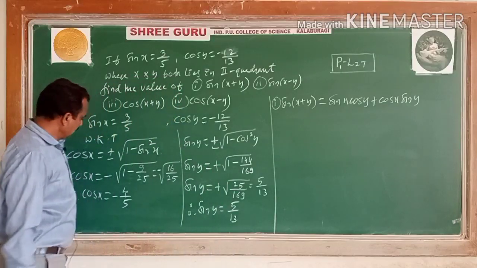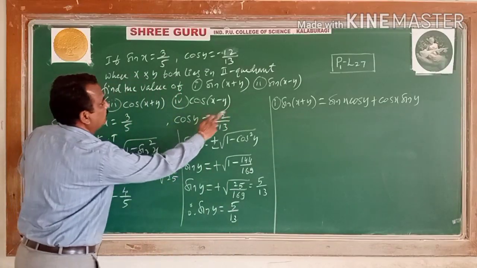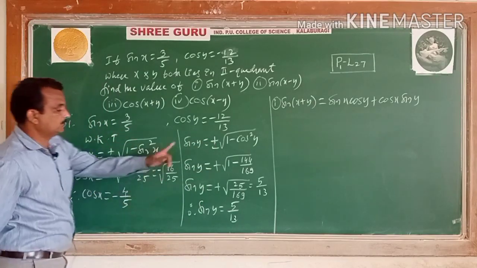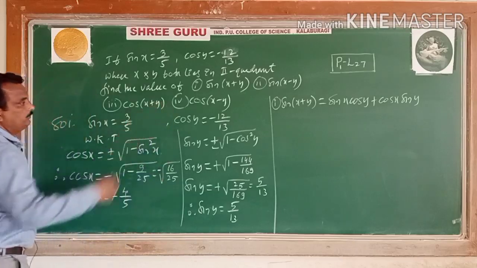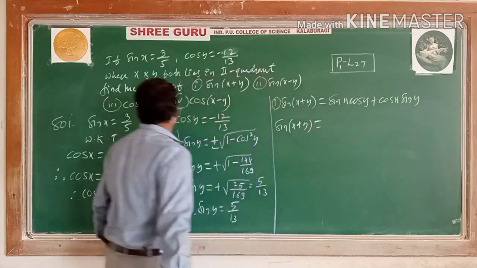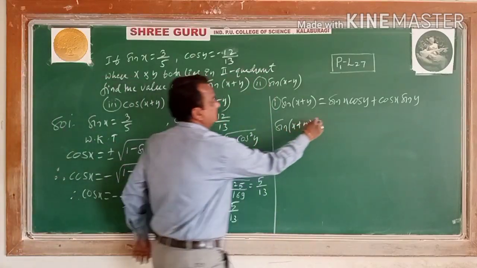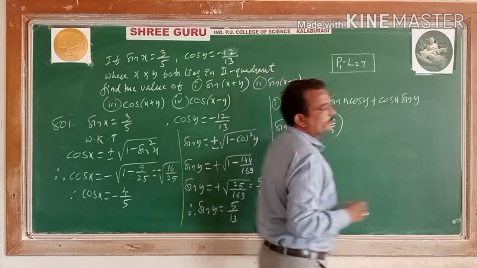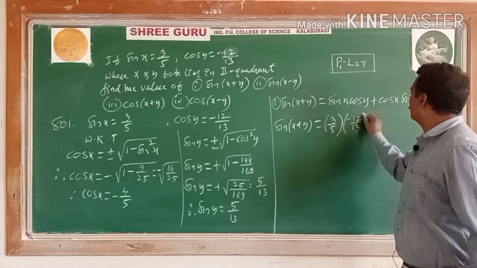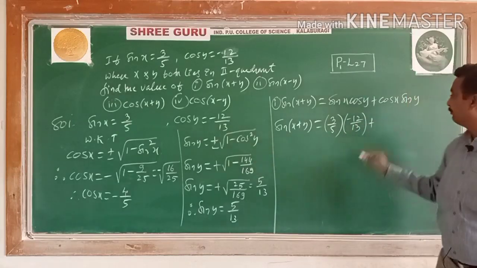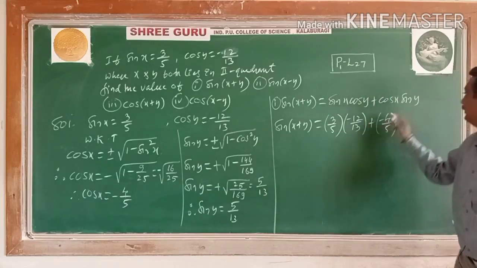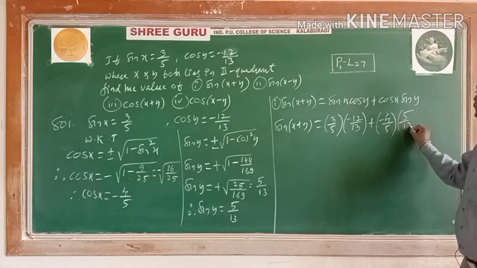Substitute the values here. You have sin x, you have cos y, and you have calculated cos x and sin y. Substitute these values and simplify. Sin of x plus y is equal to, what is sin x? 3 by 5. What is cos y? Minus 12 by 13, plus cos x, which is minus 4 by 5, into sin y, which is 5 by 13.